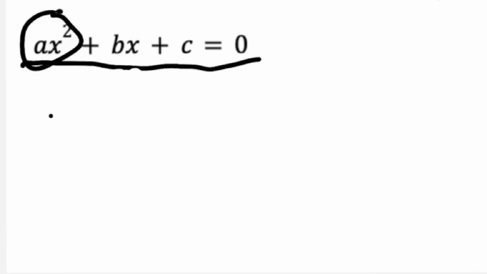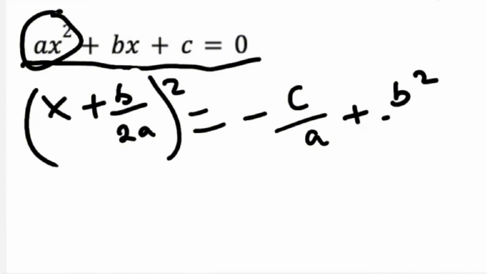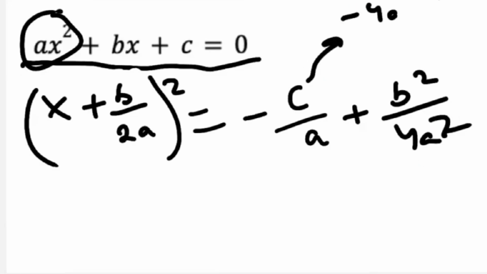Now what we're going to do, there are a few steps we want to do now. So we want to start off by making these two denominators the same. So how are we going to do it? Well, we're going to multiply this fraction right here by 4a. So we're going to have negative 4ac over 4a squared. So now we have the same denominators here, and we can add the numerators together.